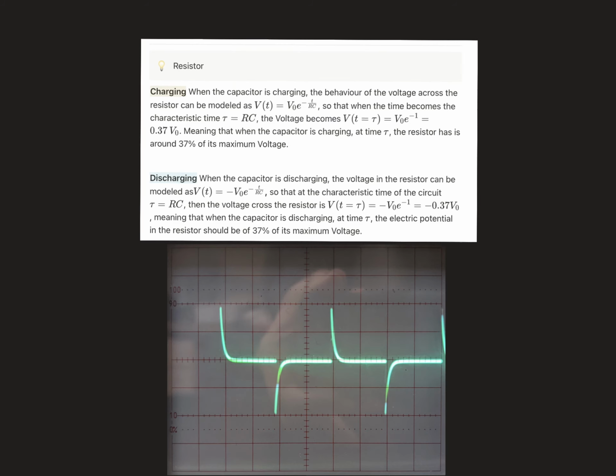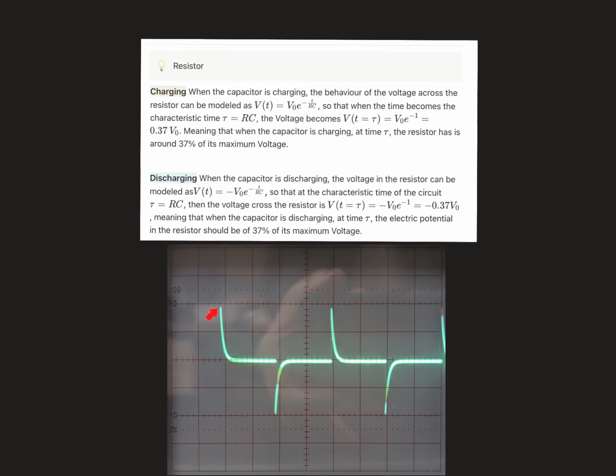In the case of the resistor, in the process of charging, the voltage can be described as V sub 0 e to the minus t divided by RC, so that when time is equal to RC, the voltage across the resistor should be 37% of its maximum voltage at that characteristic time. During the process of discharging in the resistor, the voltage is equal to minus V sub 0 e to the minus t divided by RC, so that at that characteristic time, the voltage is approximately 37% of its maximum magnitude.